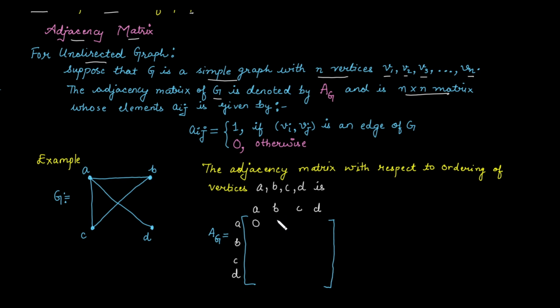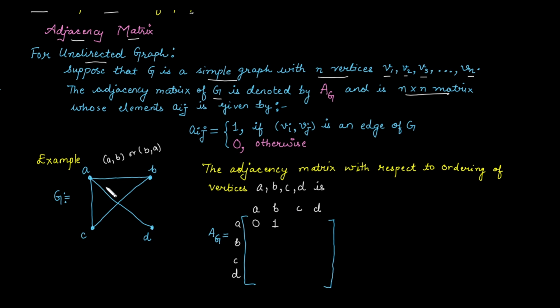So since it is an undirected graph, if we say that there is an edge between A and B vertex, the meaning is the same, that it starts at A and ends at B, and the same, it starts at B and ends at A, because in the undirected graph this edge is represented as A comma B or B comma A. The meaning is the same. So if there is an edge between A and B vertex, then it is written as a 1, otherwise it is a 0.